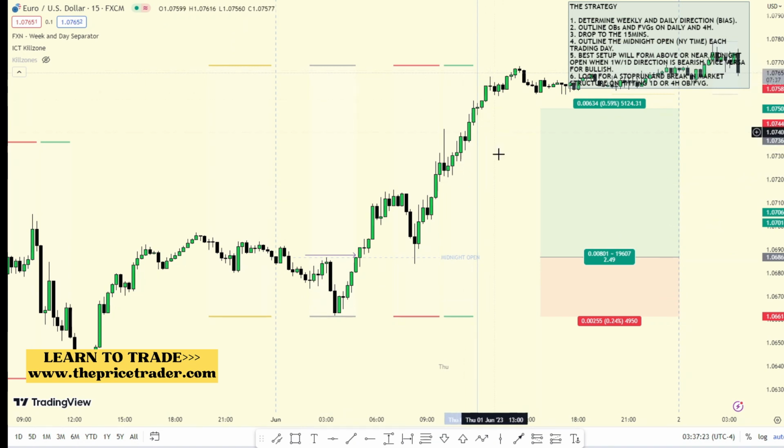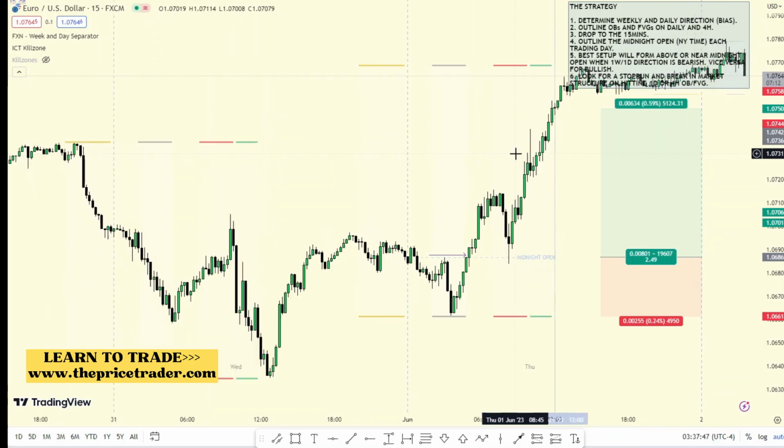And then you target those highs. So that is how you can look at that setup on the bullish example. So that's the bullish example of that setup.